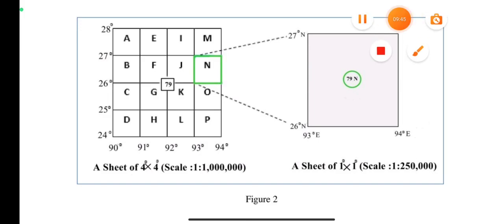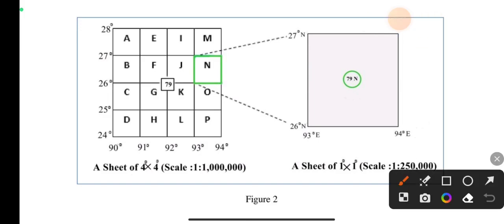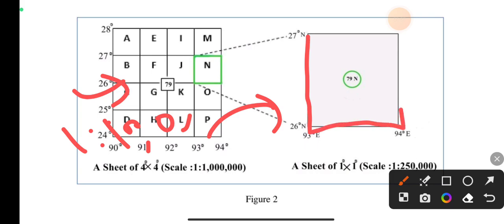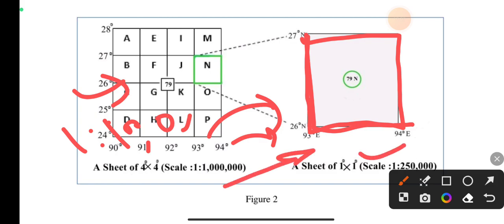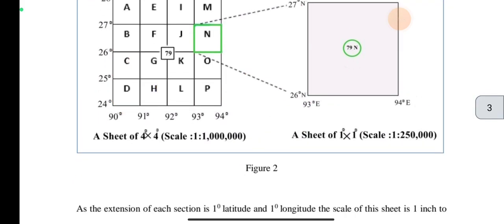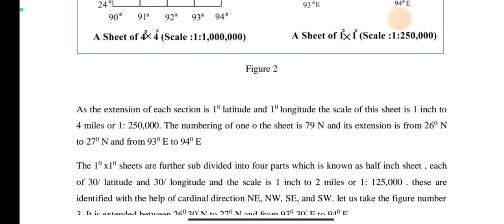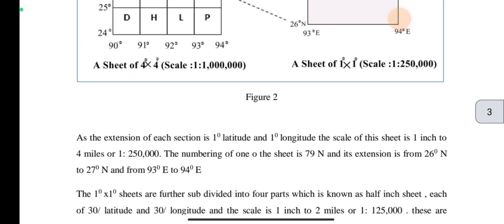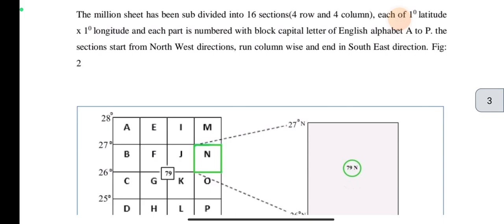Sorry, I think I made some mistake earlier, and I repeated that mistake. 1 is to 1 lakh was wrong. 1 million means 10 lakh. So from 10 lakh we are coming to a large scale map, you can say. As compared to the million sheet, it is a large scale map because it is only 1 is to 2 lakh 50,000. So this is the 1 degree into 1 degree sheet, and the numbering is 79N, and the scale is 1 is to 2 lakh 50,000, from 10 lakh to 2 lakh 50,000.